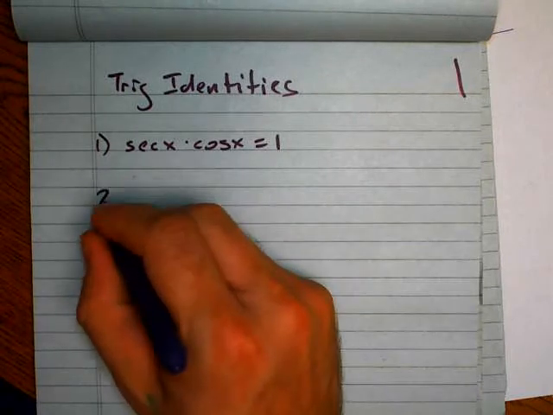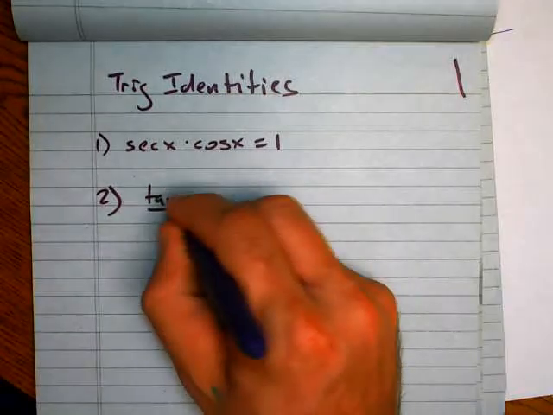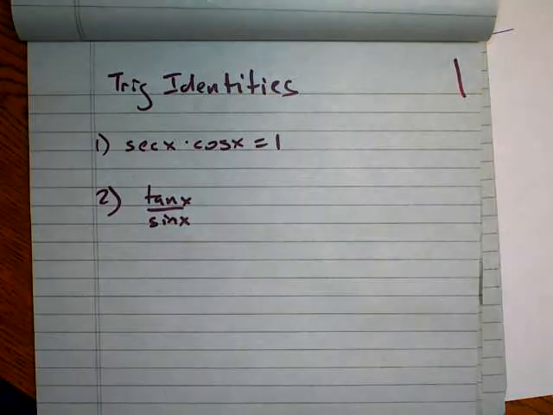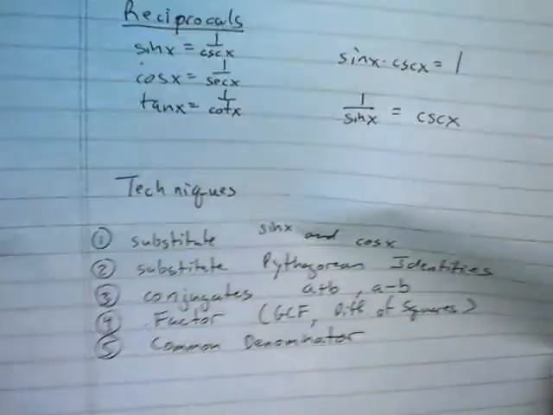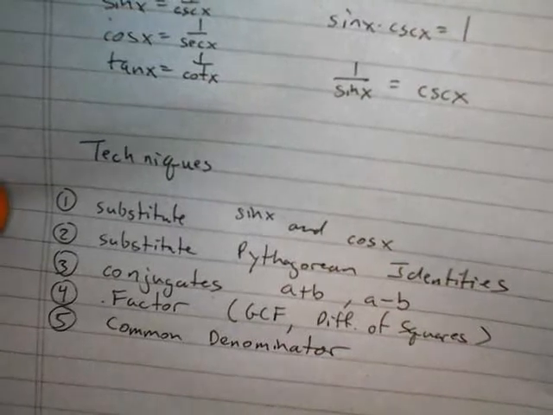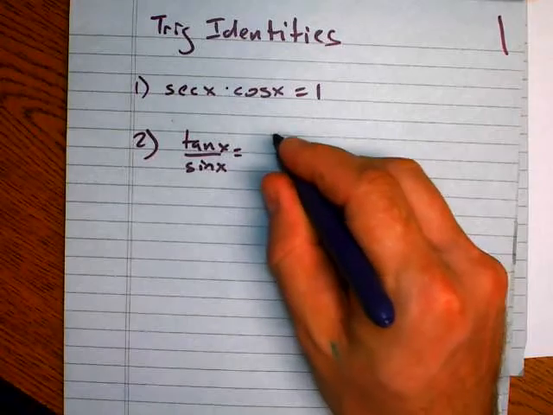Okay, number 2. You have tan x over sine x. This is a pretty straightforward problem, but just so I'm being clear, we're going to use technique number 1. We're substituting sine and cosine x. I think there's a more technical name for this.